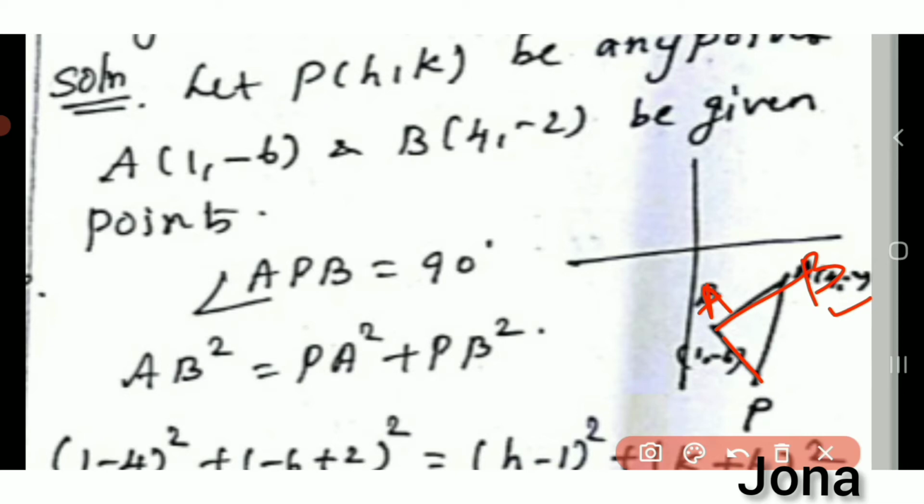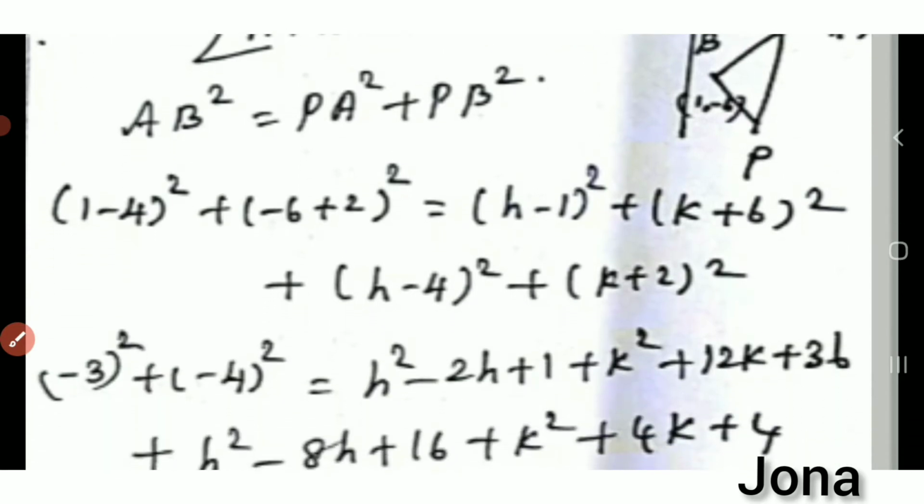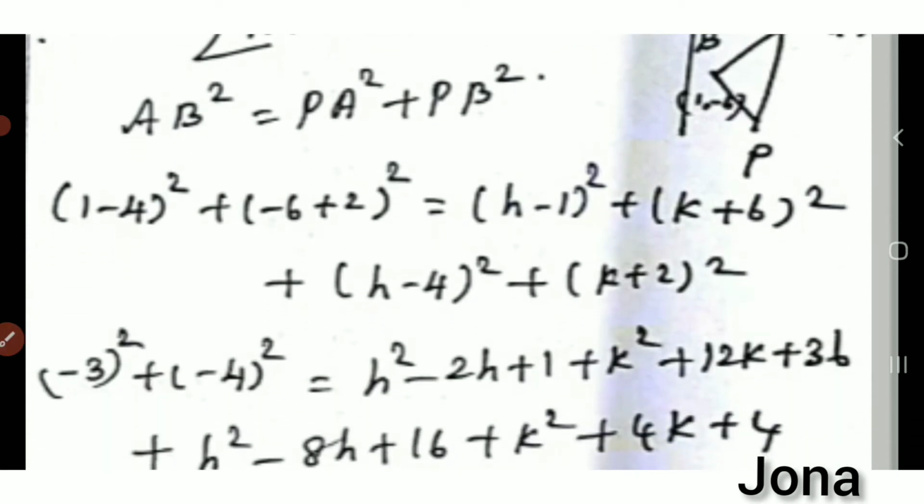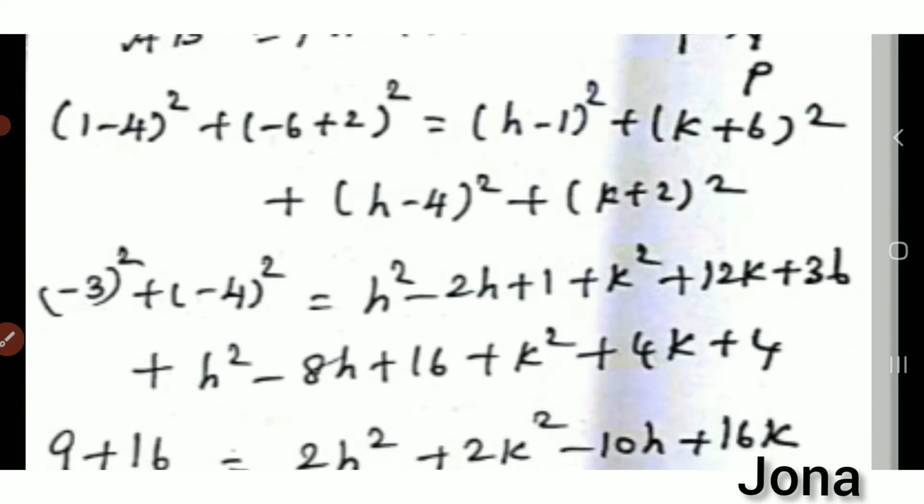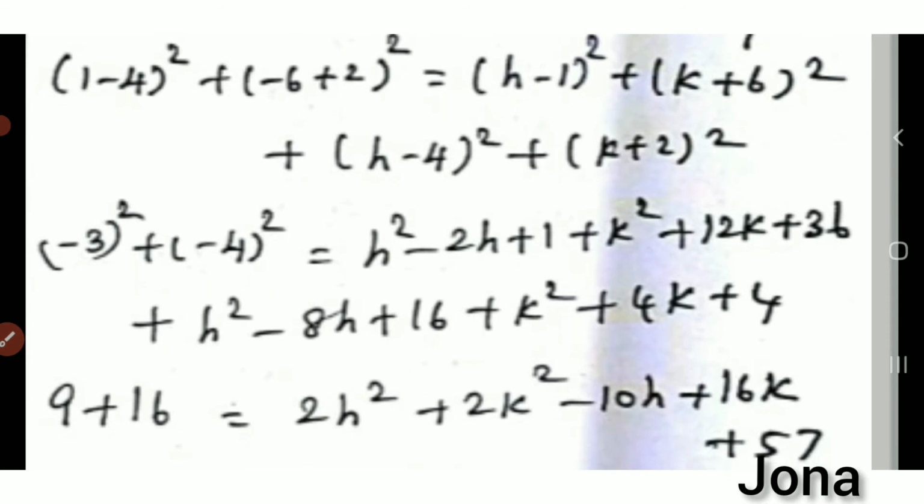Here we can have the distance between P and A, PA square. AB square is (1 minus 4) the whole square plus (-6 plus 2) the whole square. That is the distance between A and B. PA square is (h minus 1) the whole square plus (k plus 6) the whole square, and the distance between P and B is (h minus 4) the whole square plus (k plus 2) the whole square. Now we want to expand each and everything as (a plus b) the whole square and (a minus b) the whole square.